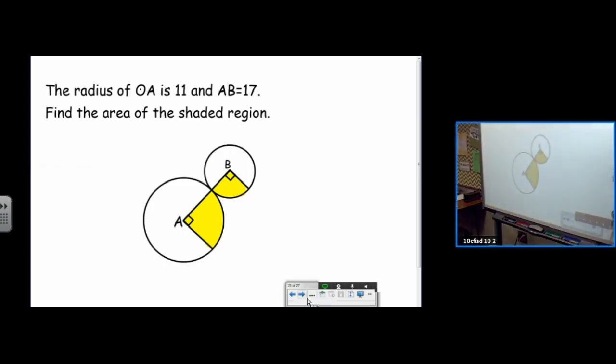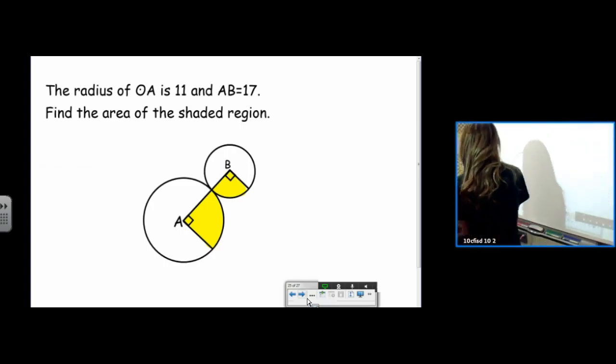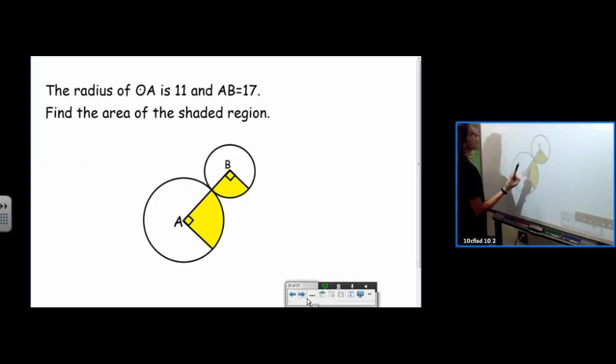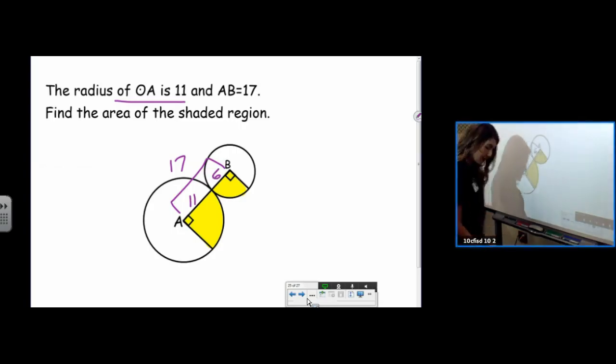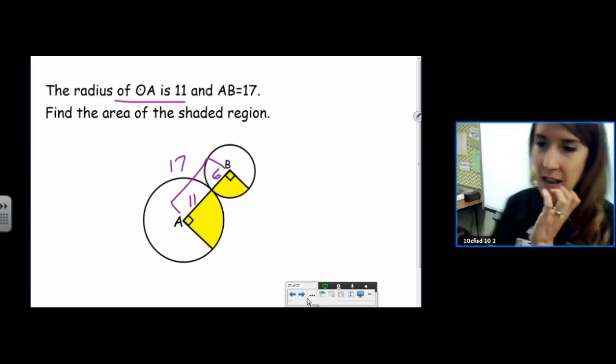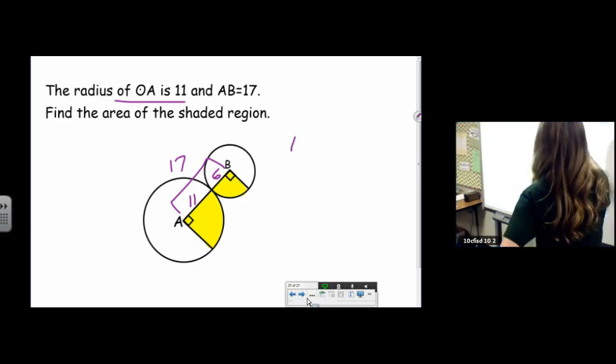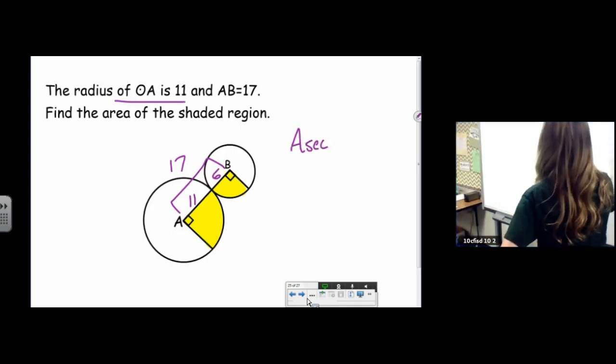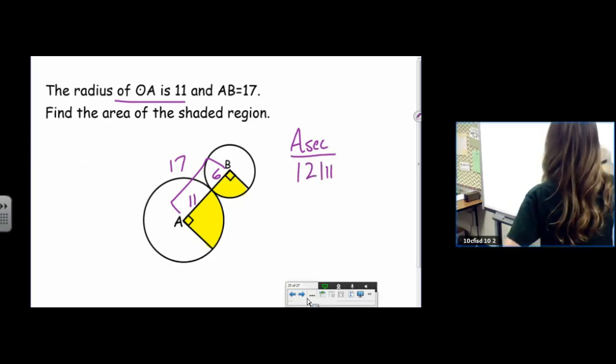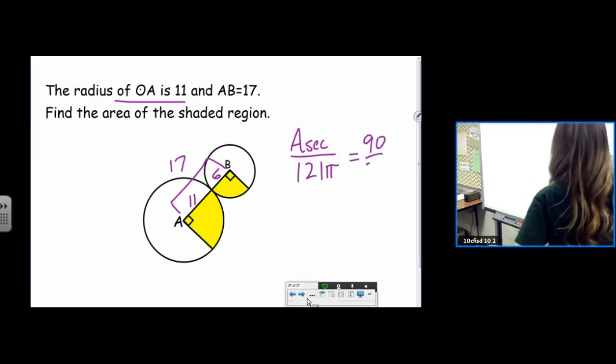Ooh, nice. Okay, this one's kind of a cool looking one. You're really just finding the area of the sector twice. The radius of this one is 11, and this distance is 17. So there we go. Now we know that the radius of circle B is 6. So now we're just finding the area of the sector, and we're doing it twice. So the formula is ASEC over A equals M over 360.